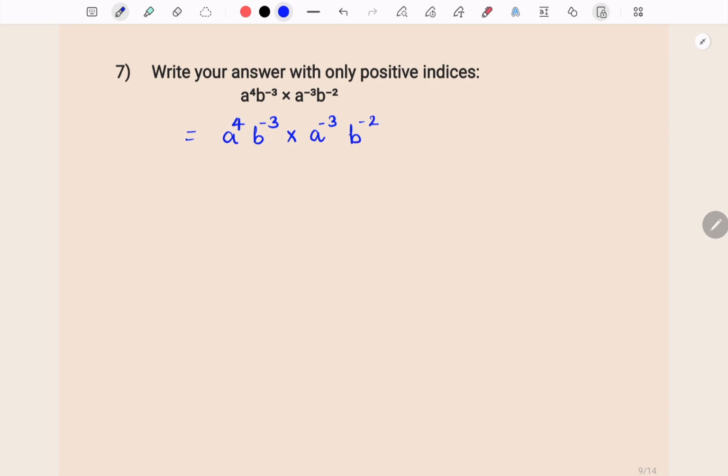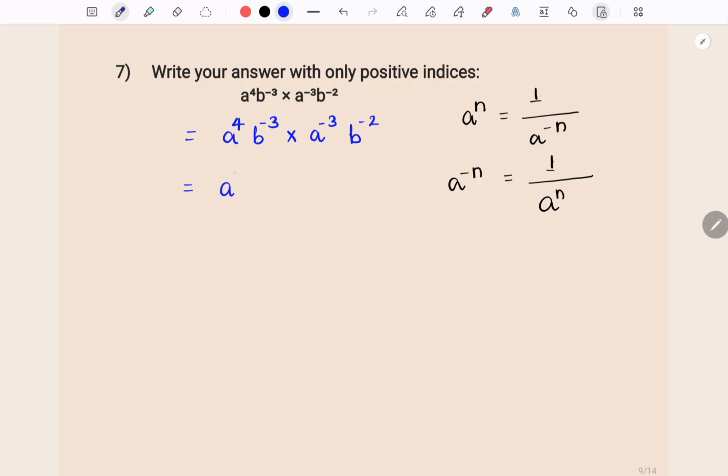I hope you are already familiar with the concept of negative indices. So whenever we have something like a raised to the power n, we can write it as 1 over a raised to the power negative n. In a similar way, whenever we have something like a raised to the power negative n, we can write it as 1 over a raised to the power n. So we apply the same principles here.